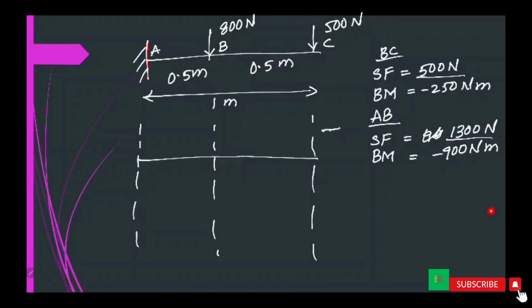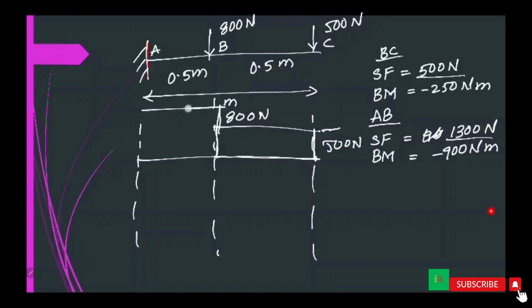In this direction. First, BC. For this span BC, the shear force is 500 Newtons. Considering this as 500 Newton, this is a rectangle. And next, 1300 means this is 800 Newton more, like this. This is 1300 Newton. This is the shear force diagram for this problem.